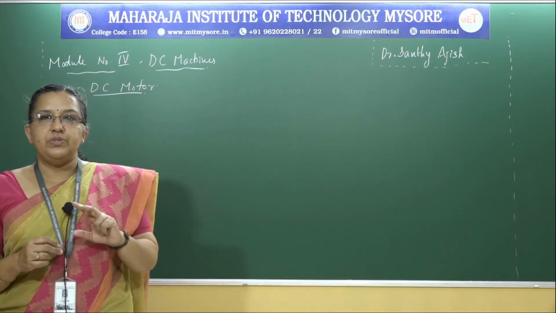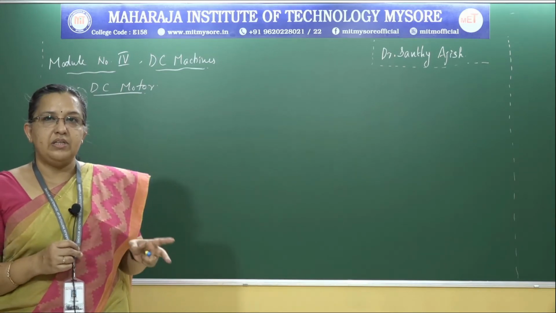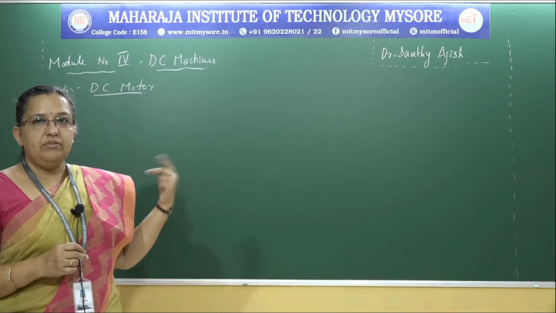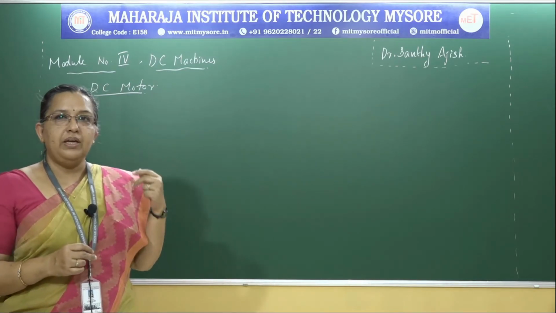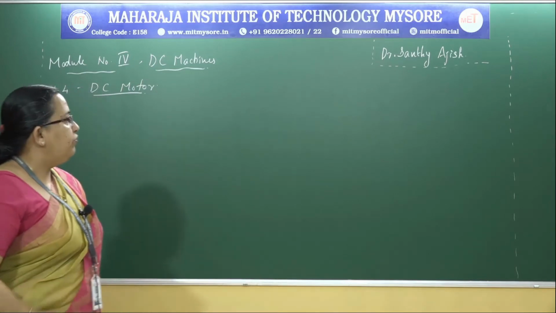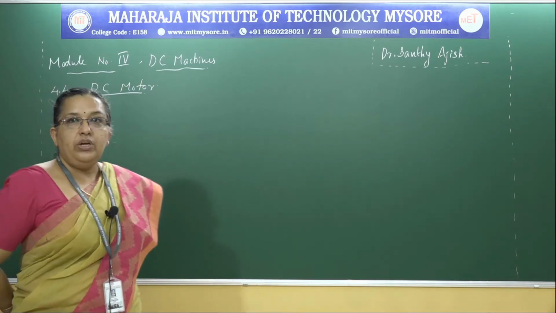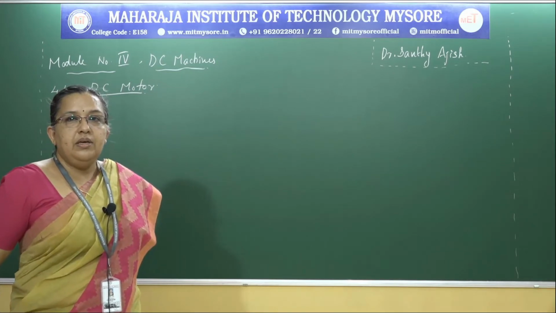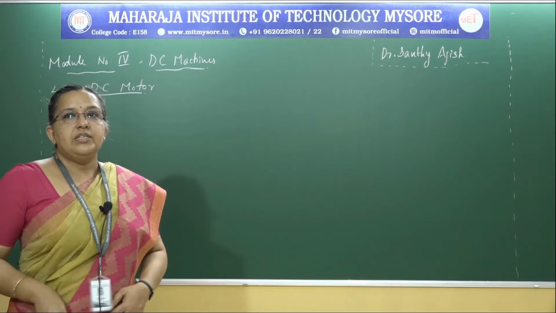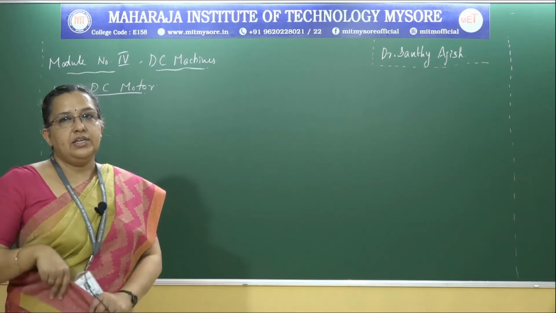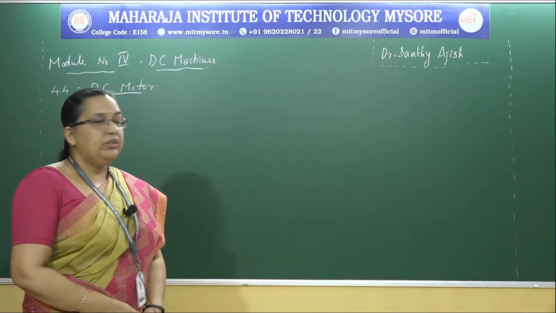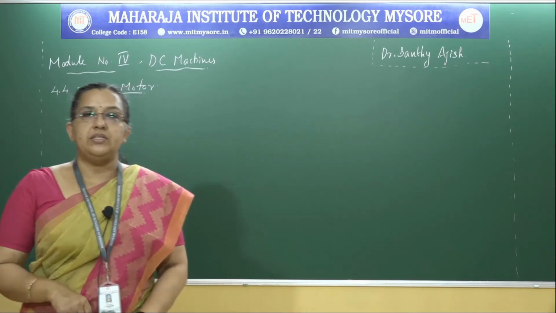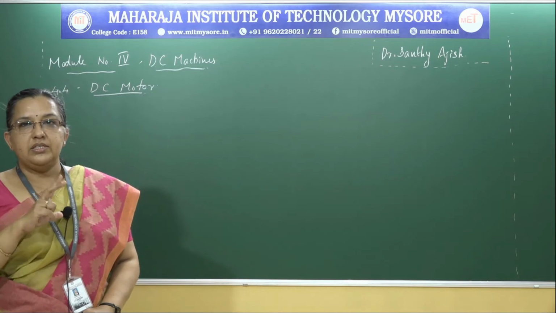Of course, the types of DC generators is the same as that of types of DC motors. So only thing, the way of connection of the power supply changes. So now we move to DC motor, or we will see how the same DC machine can work as a DC motor. So the constructional details you remember, wherein the main parts are it has two windings.